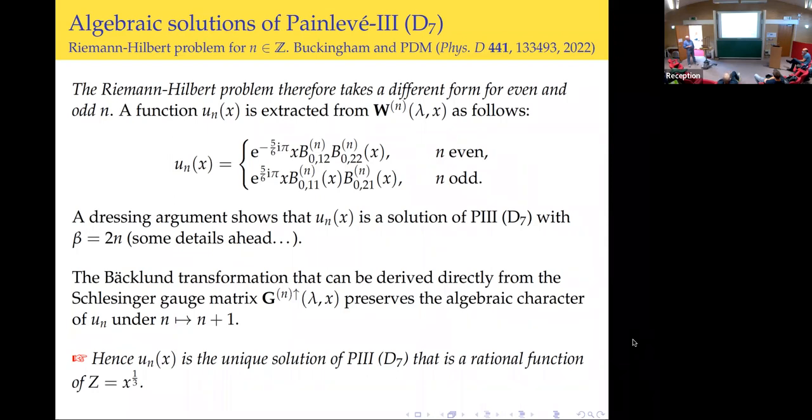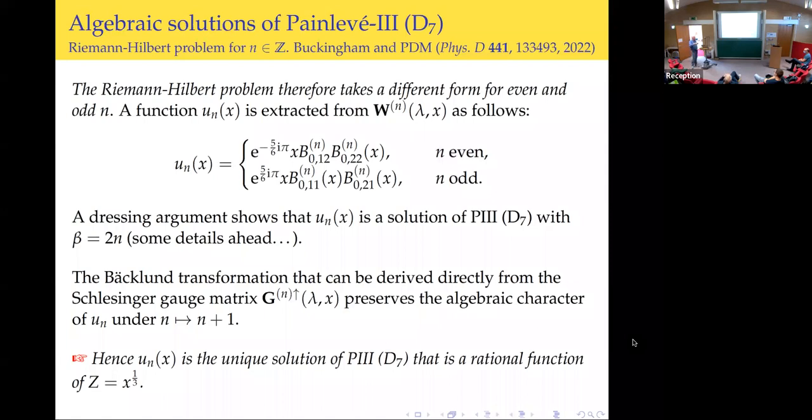This thing has to be some kind of solution of the D7 equation with beta equal to 2n. And then you can think about the Bäcklund transformation that goes with this Schlesinger transformation, the gauge transformation. That Bäcklund transformation is going to preserve the functional character. So we started with a rational function of x to the 1/3, and we're going to get such a thing out every time we turn the crank.